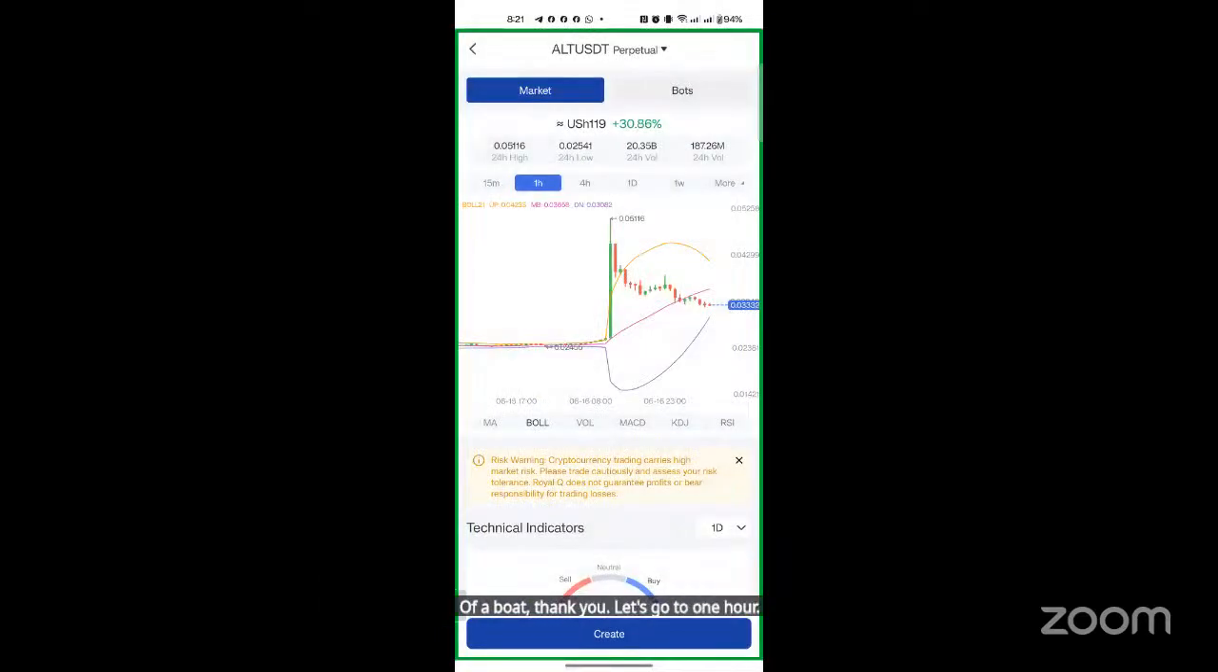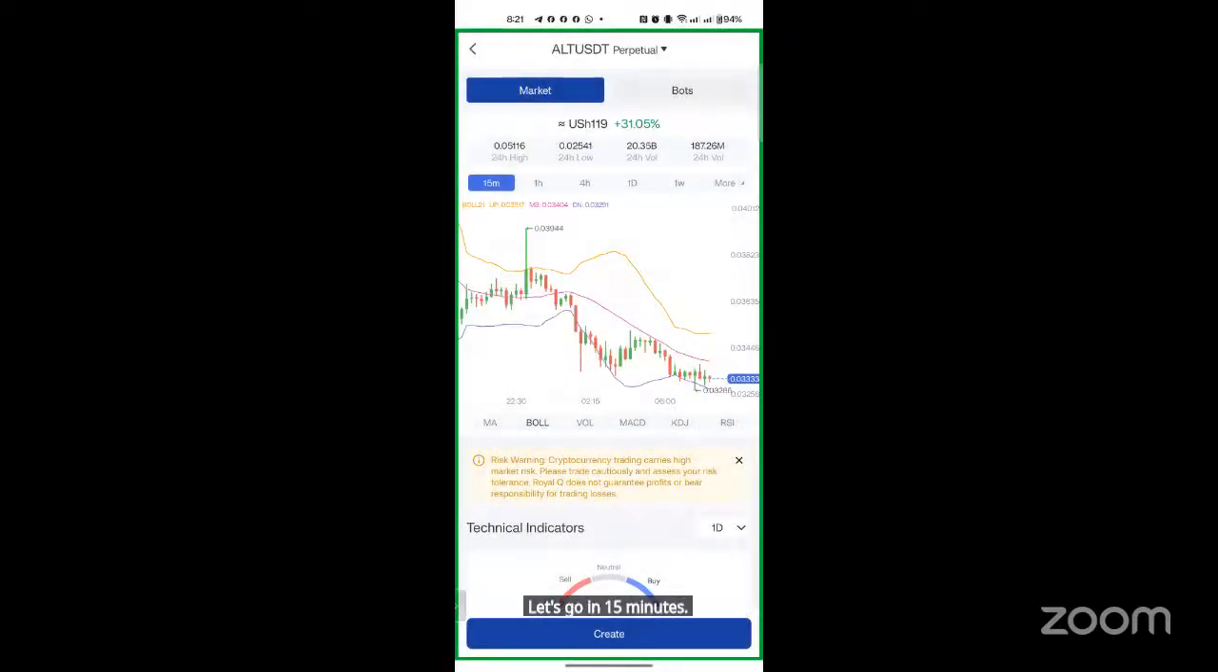In 1 hour, has the coin been overbought or oversold? It is in between, okay. It has not yet reached the lower band. It's neutral, but it's about to. Let's go to 15 minutes. Is the coin overbought or oversold?